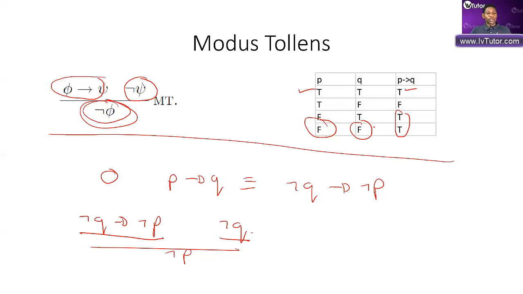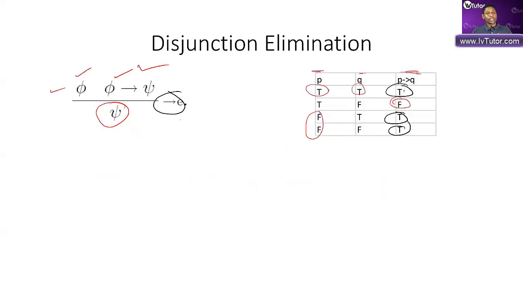All right. So that is modus tollens, and the Latin name for this one is also called modus ponens. Okay. So that is it for the implication side. See you in the next video.